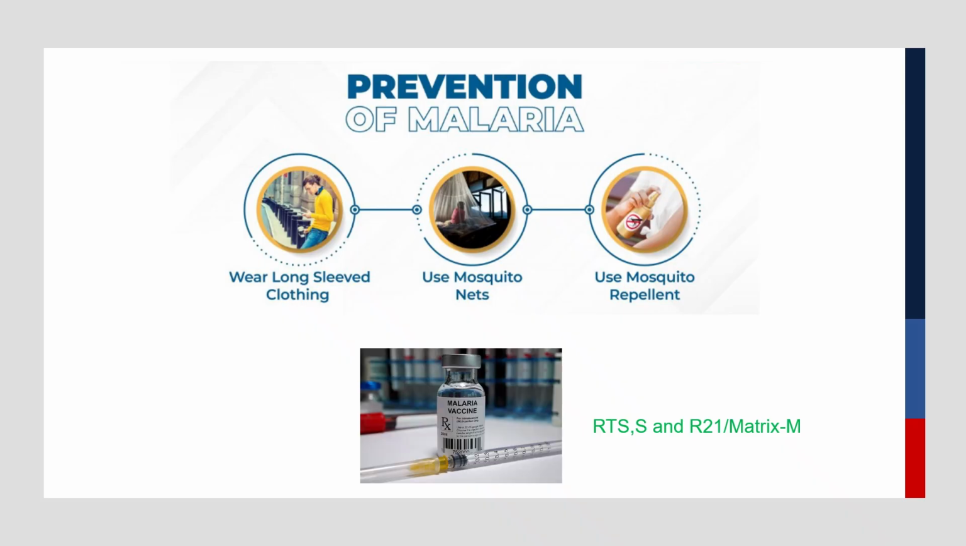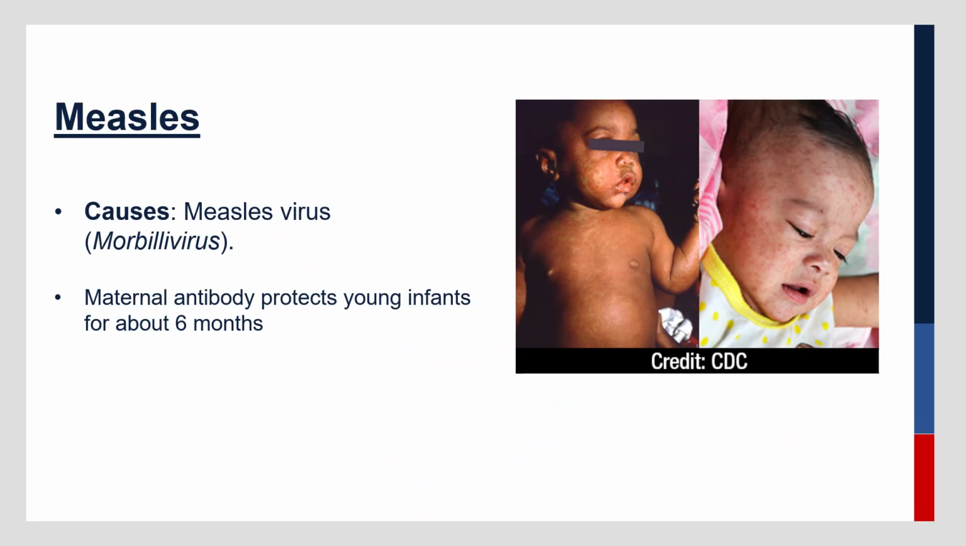There is also a malaria vaccine, which has been started by WHO. WHO recommends the use of both RTS,S and R21 or Matrix-M. These are the vaccines for prevention of malaria in children living in malaria endemic areas. So if they are available in your area, you can always give the vaccine for prevention.